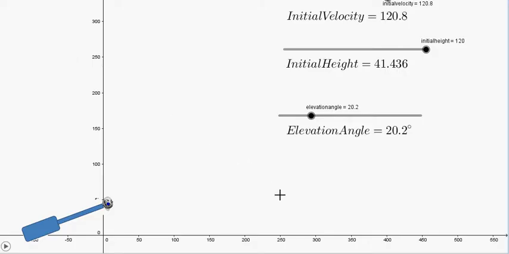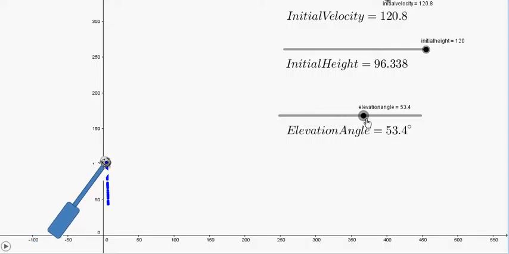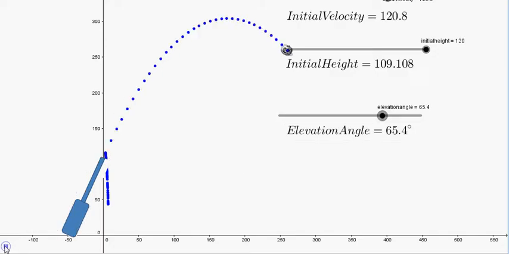So the pumpkin at 20 degrees went about 390 meters. I'm going to reset the angle. I'm going to make a really high, really steep angle. We'll try 65 degrees. We'll fire the pumpkin. Yeah, you'll notice the pumpkin went a little bit farther, maybe 395 meters.